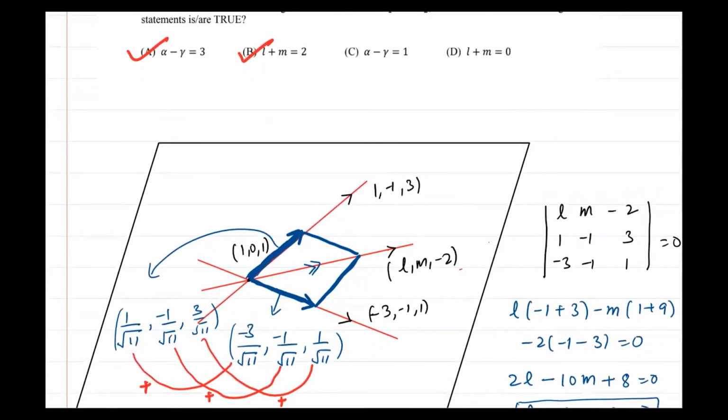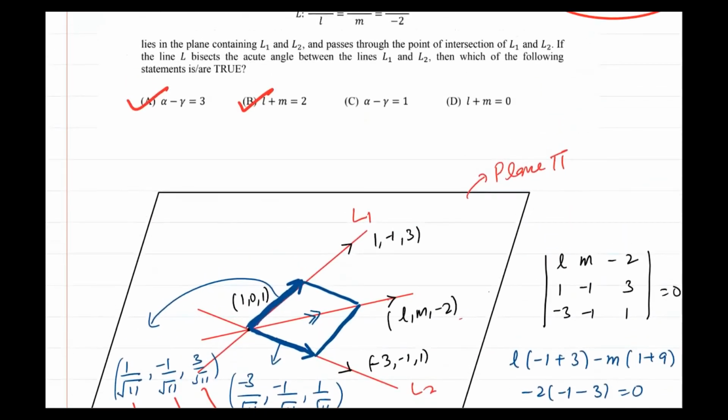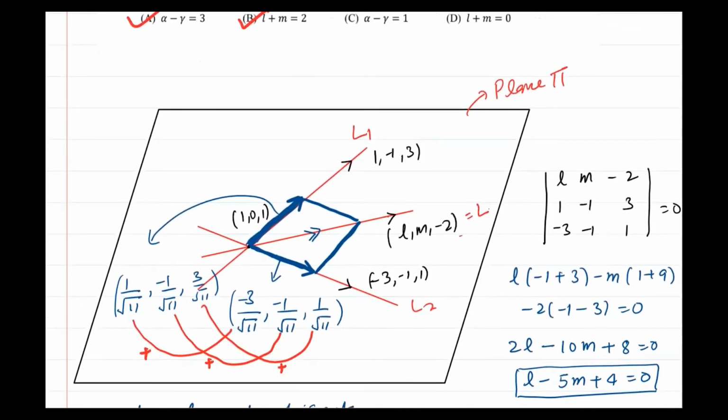So here I have taken this line as L1 and this line as L2, and these two lines are lying in this plane, plane pi. And the third line, this line is L, and the third line passes through the point of intersection of L1 and L2.